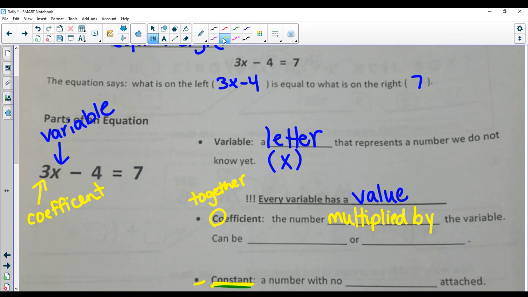Okay? It can be positive or negative. Our coefficient can be positive or negative. Now, we're not necessarily going to work out problems with negative numbers, but I just need you to know that it can be positive or negative.